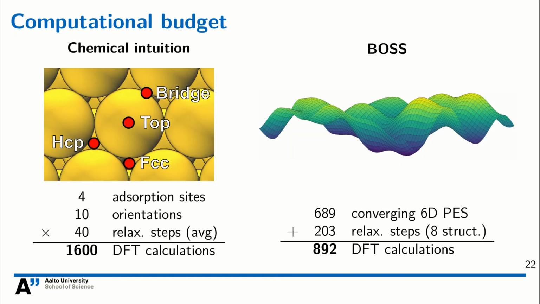Now we can compare the computational effort of the structure search with BOSS to a conventional method with chemical intuition. We could investigate the stable structures by placing the molecule on each of the high symmetry points of the 111 surface. And in each point we could estimate the best candidates for low energy structures with, for example, 10 different orientations of the molecule, and then relax each of these structures. In this example, we would need double the amount of calculations compared to BOSS, and still we could very easily miss some of the structures that BOSS has identified.